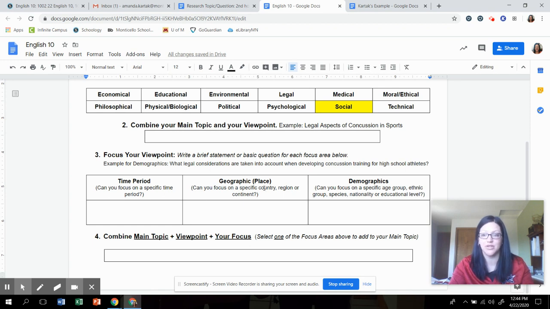Geography, the place. So for the most part, a lot of you might think of just the United States. But if you want to talk about the Midwest, if you want to talk about certain areas in the world, you could do the whole entire world as well if you so choose.